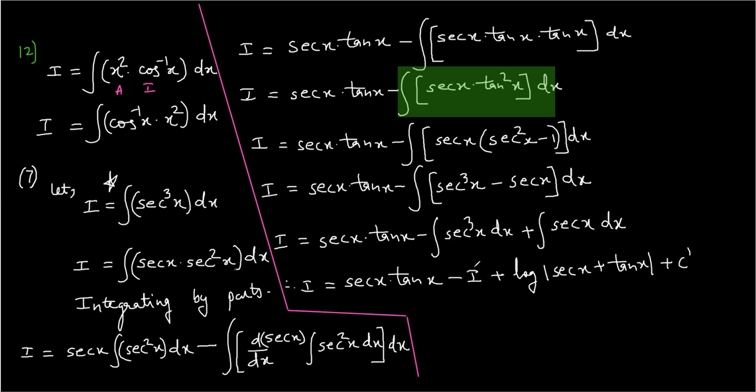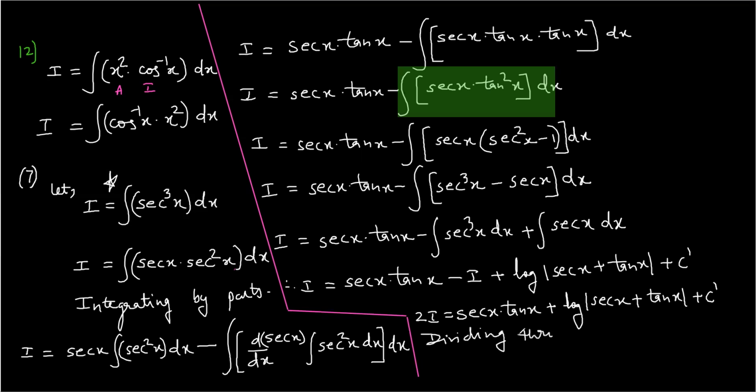So the next step, what will happen, students? This will go to the left, it will become 2I. So I have 2I equals sec x tan x plus log of mod of sec x plus tan x plus c dash. Dividing throughout by 2, I get here I.